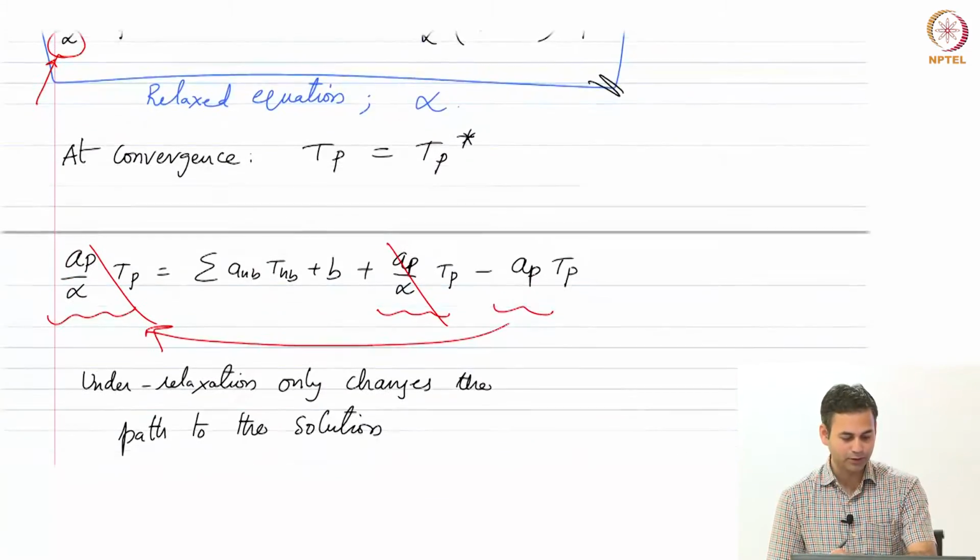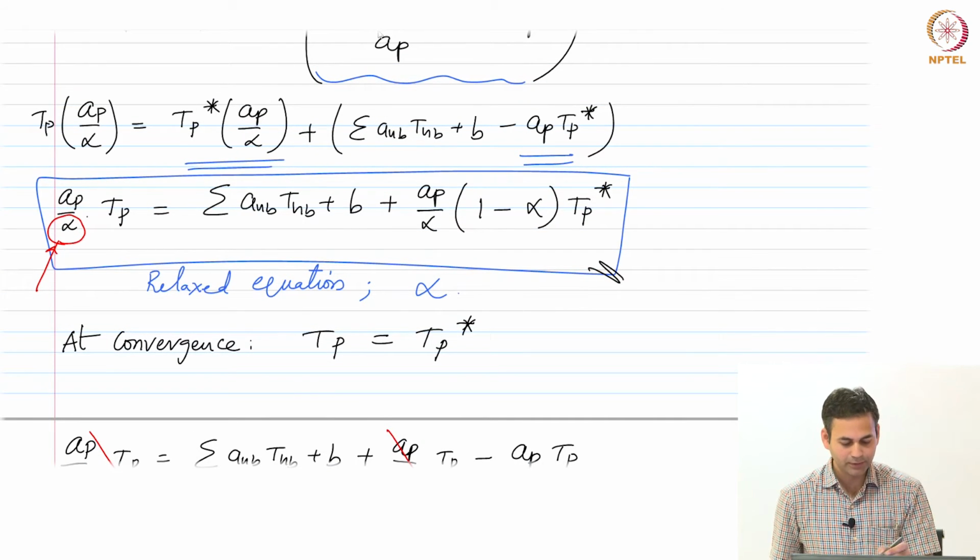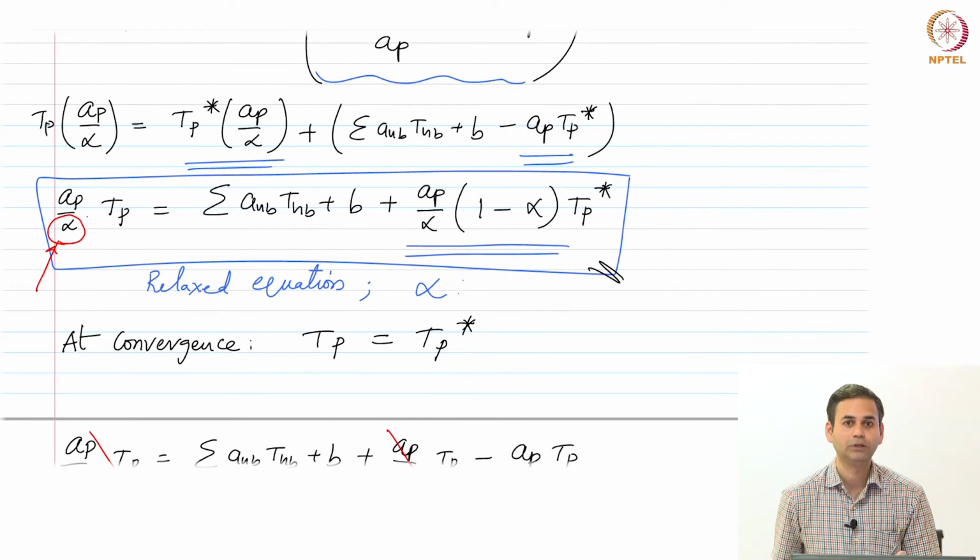Yeah, okay, very good. So, essentially the question is, where will I consider the TP star term? Yeah, so where will this go? This will go into the B term, the constant term, okay, and your AP is now AP by alpha, and there will be some coefficients.